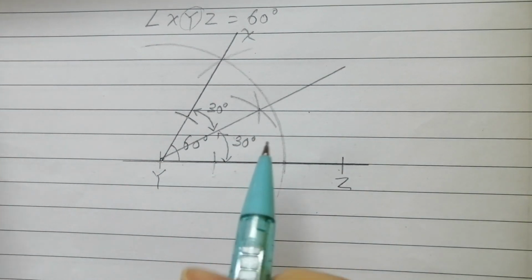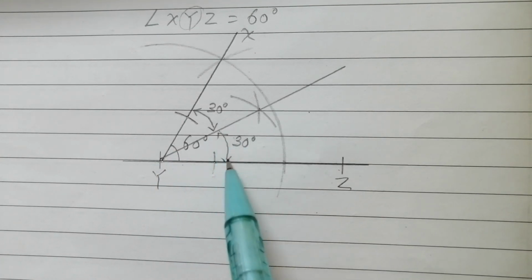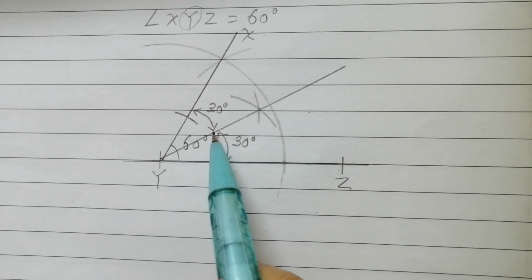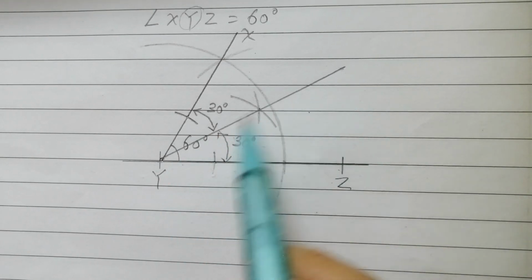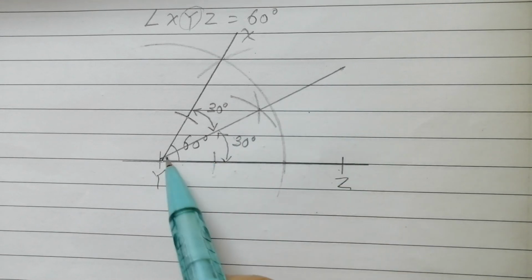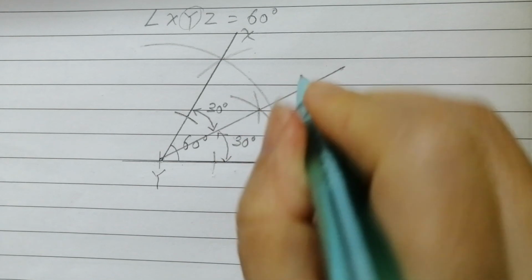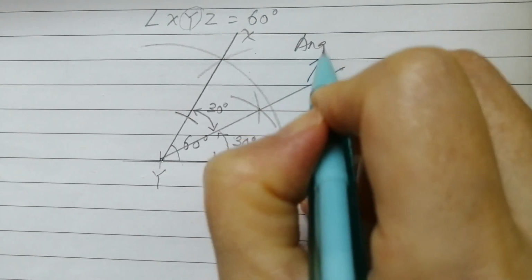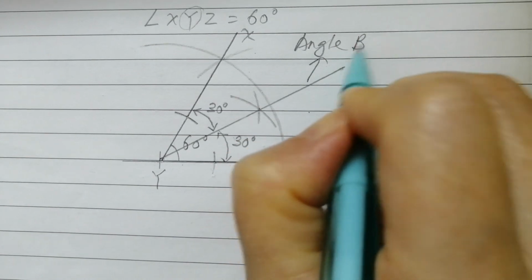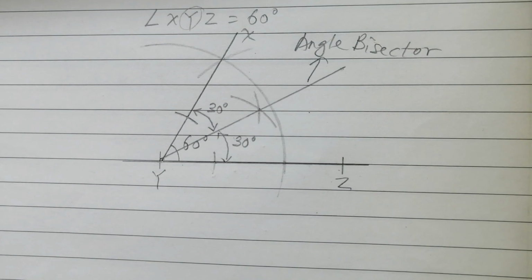So I've divided the angle 60 degrees into two equal angles, 30 degrees and 30 degrees, by using an angle bisector, by using this straight line. This straight line is what we call the angle bisector.